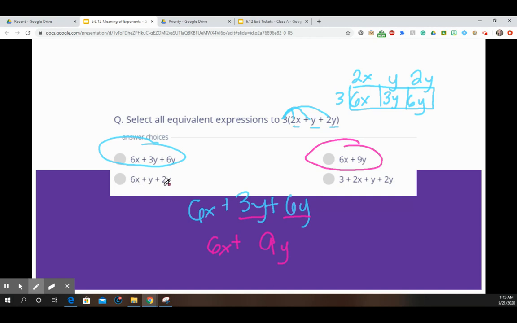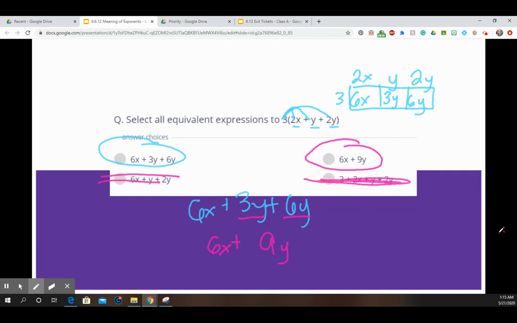I could not select 6x plus 2y, or 6x plus y plus 2y, because that would mean that I multiplied the 3 times the 2x, but not times the y or the 2y. So that one is not true. I also can't just add them all together. A 3 squished next to the parentheses like that is like a coefficient. That means multiplication, not addition. So you also can't choose this one. All right? Hopefully that helps.